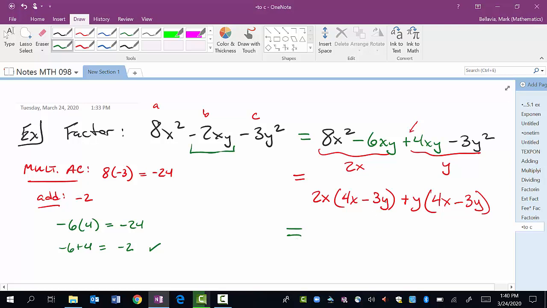You want to notice that they have 4x minus 3y in common. If these aren't the same here, you can't go any further. These factors that you're trying to pull out have to be the same. So we pull out a factor of 4x minus 3y to the front, and you're left with whatever's left over when you factor it out.